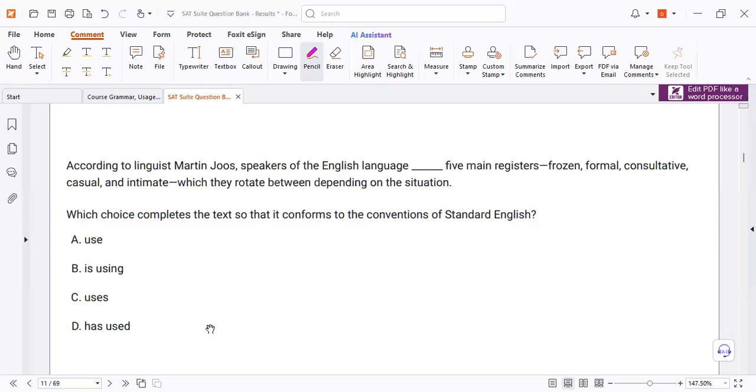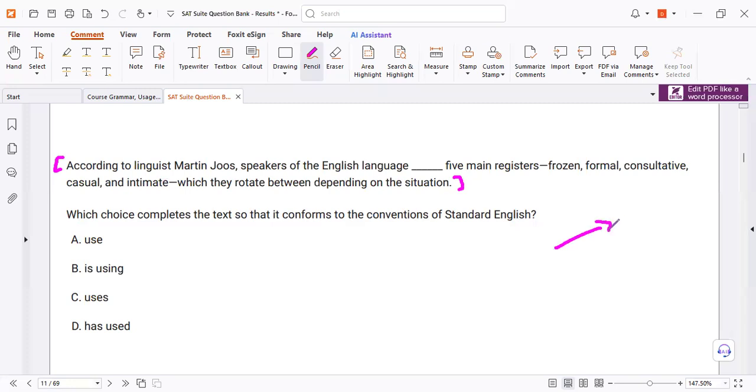What is your answer? C. Letter C. No, my friend. Why? Because your subject is plural. Always check the rules. Where is the subject in the sentence? From the beginning to the end. Follow the rules.